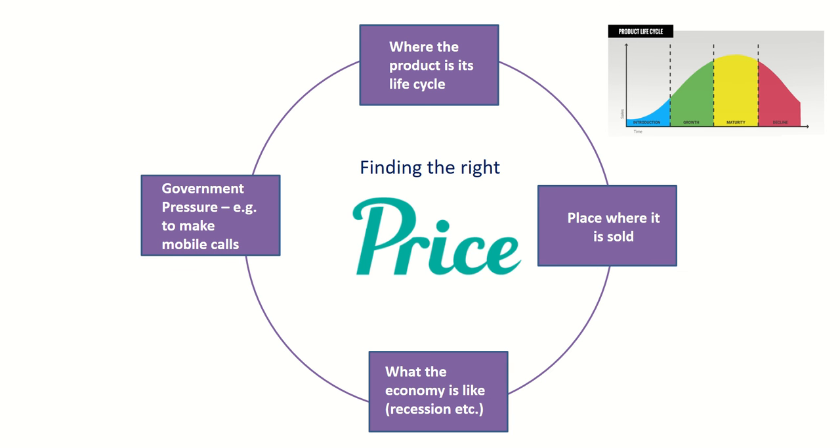Government pressure. Sometimes we get some government pressure on industries to charge certain prices. For example, a good few years ago, the government got involved in trying to set pricing for mobile calls to make them more attainable for everyone. Same with the internet just now. They're trying to make that price a little bit smaller so that everyone can gain access online.